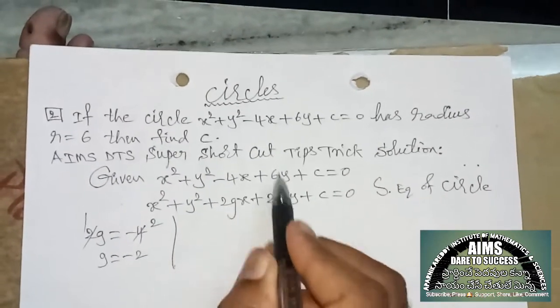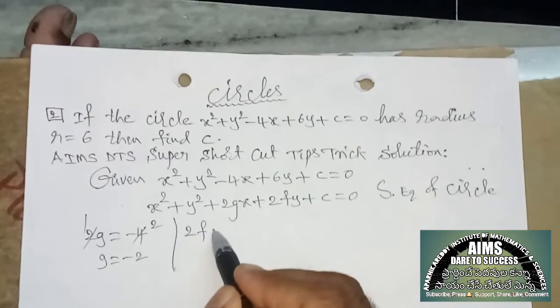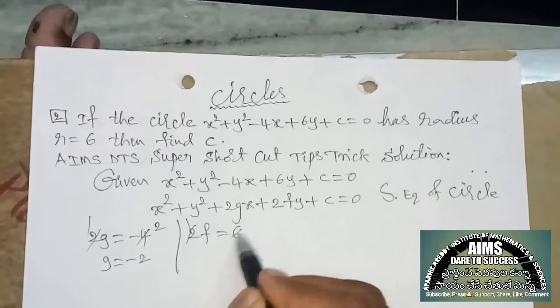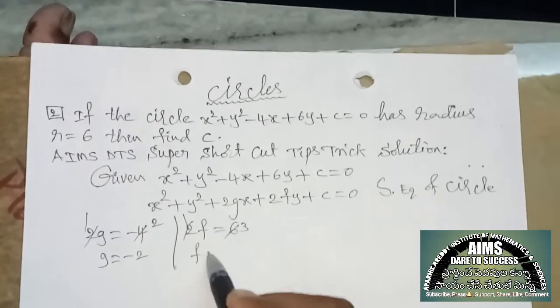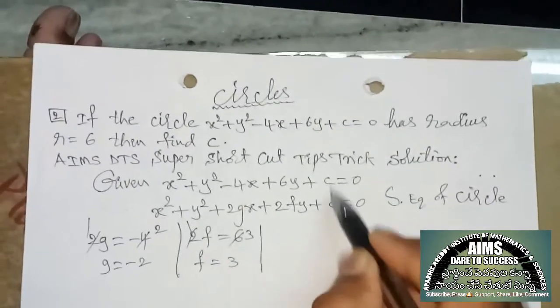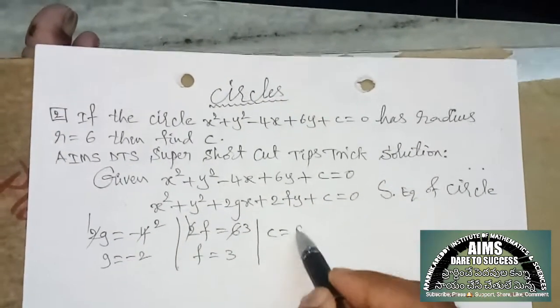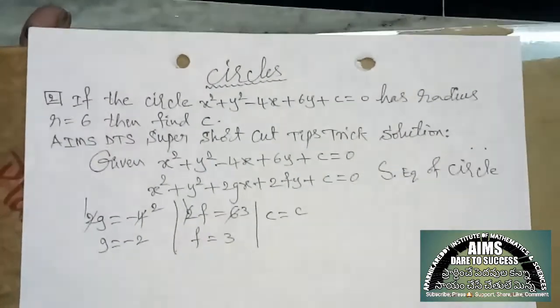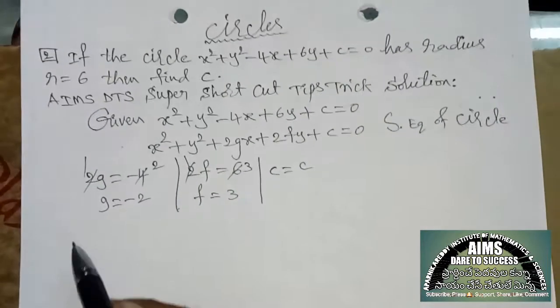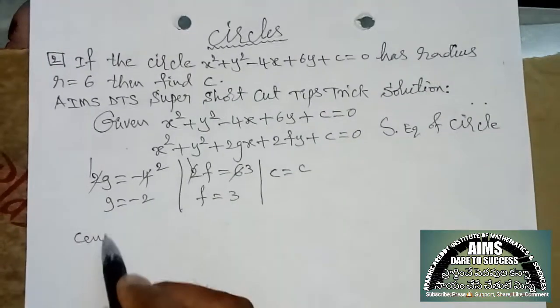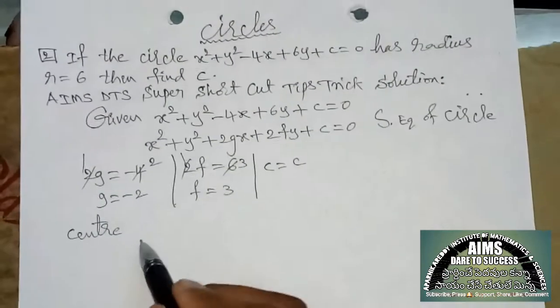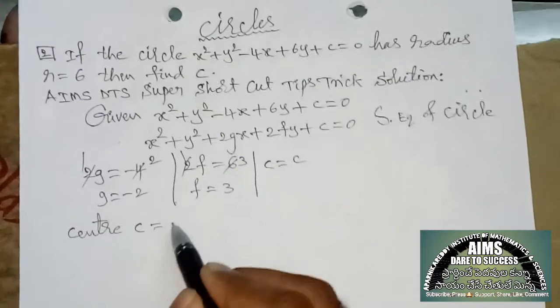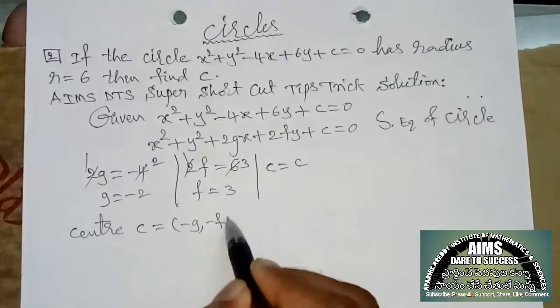Next, comparing with the y coefficient, 2f is equal to 6, cancellation, 2 ones are 2, 2 threes are 6, f is equal to 3, and constant term c is equal to c, same value. Next, here there is no need to write the center, but in any question from the circle, if you want to write the center, the formula is minus g comma minus f.